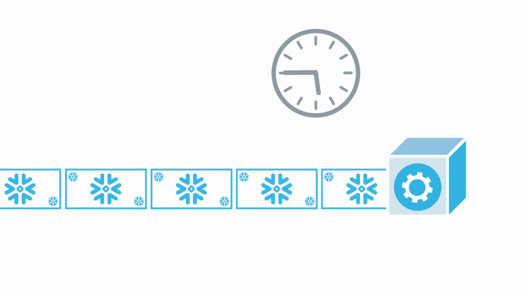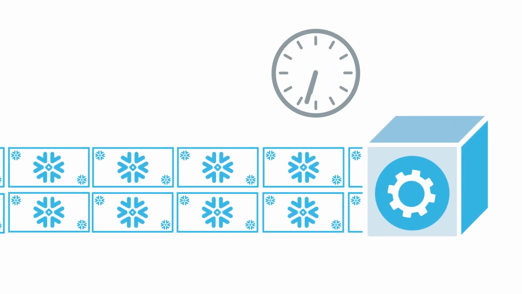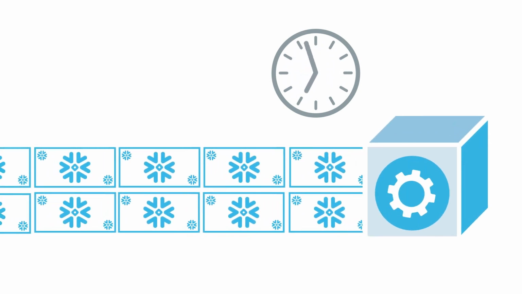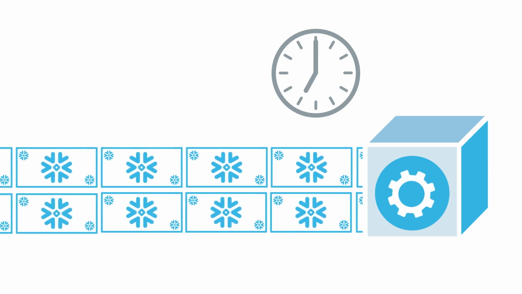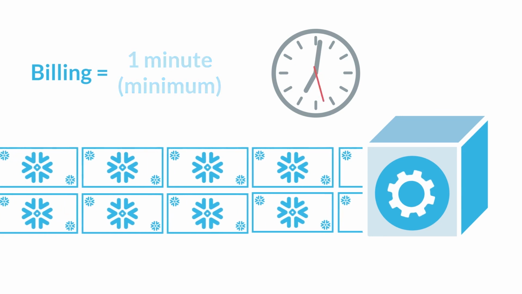The number of credits consumed by a running warehouse is based on its size and number of clusters and how long it runs. Each time a warehouse is resumed or increased in size, your account is billed for 1 minute of usage. After the first minute, billing is calculated per second.